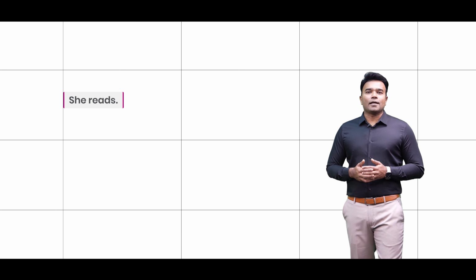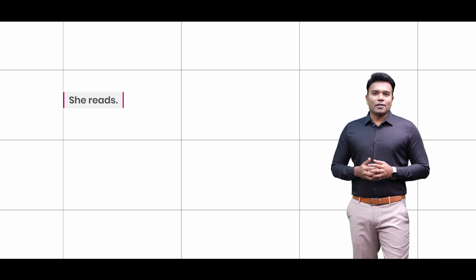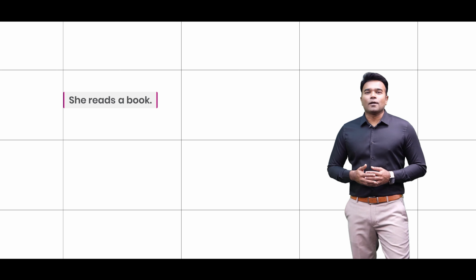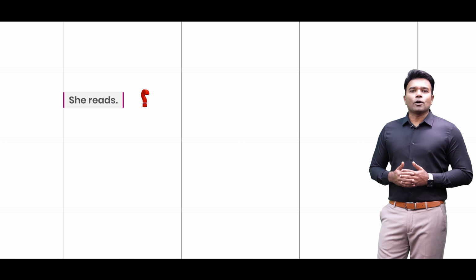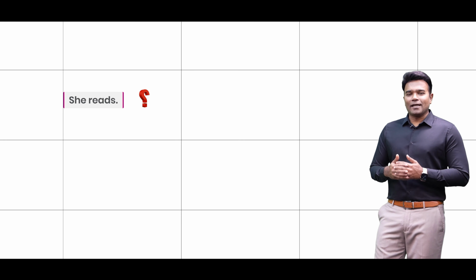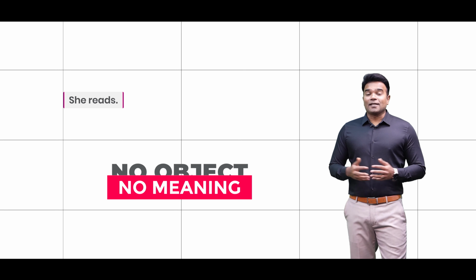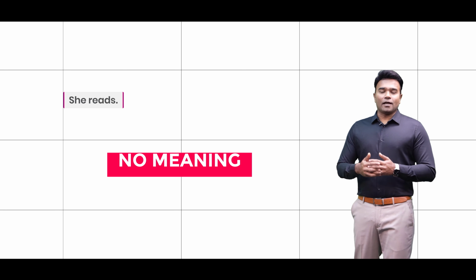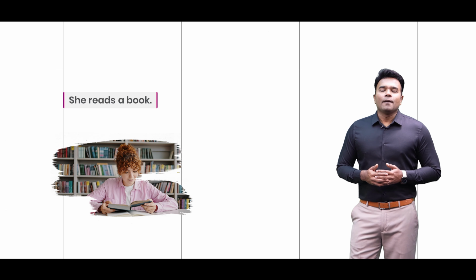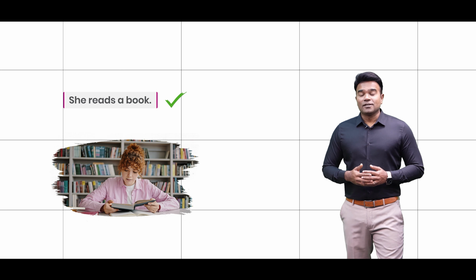What I mean to say is that she reads is fine, but then what is it that she is reading? Is she reading a book? Is she reading a newspaper? Or what is it that she is reading is not yet clear in this sentence. In other words, it is the object that is missing in this sentence. And the moment I bring in an object here, a book, now you can notice that the sentence becomes a meaningful sentence.